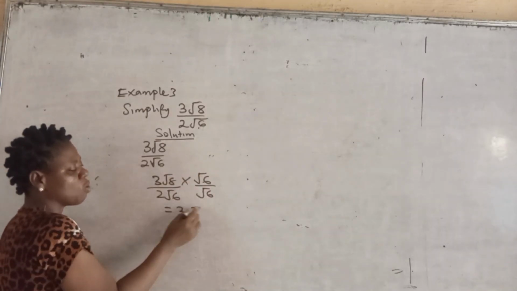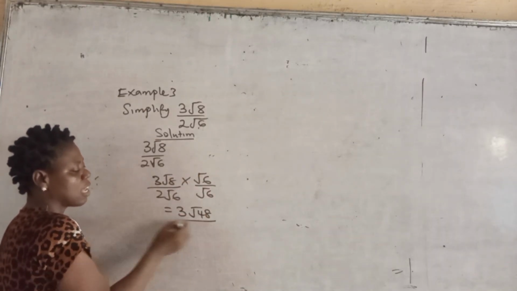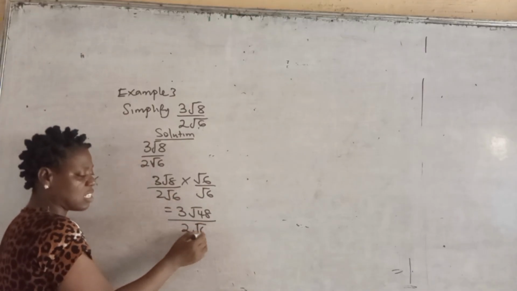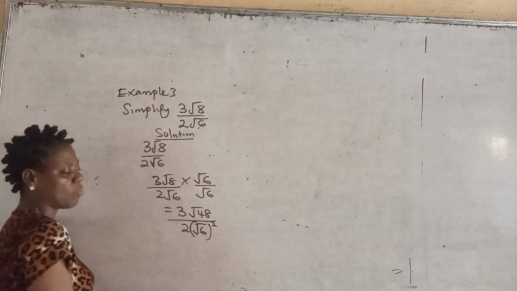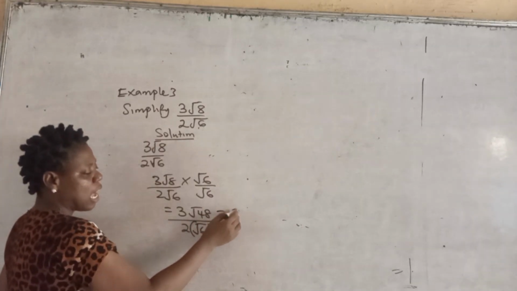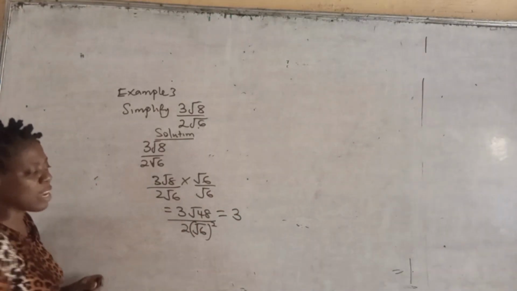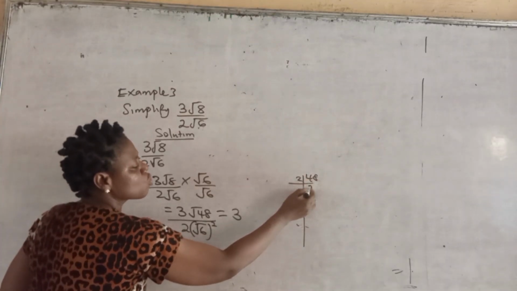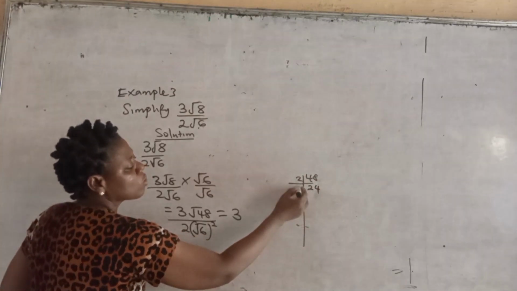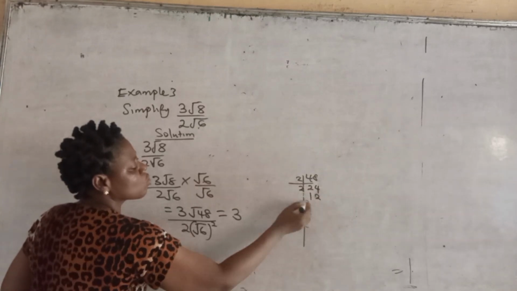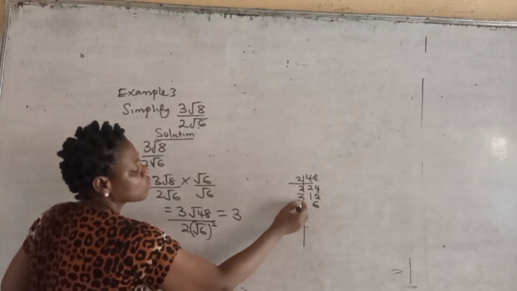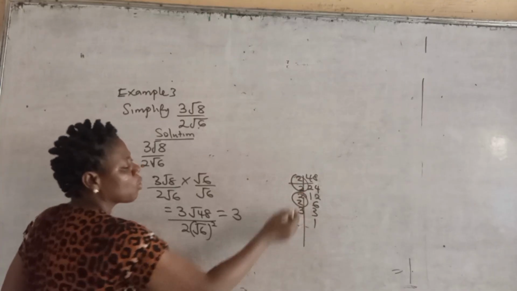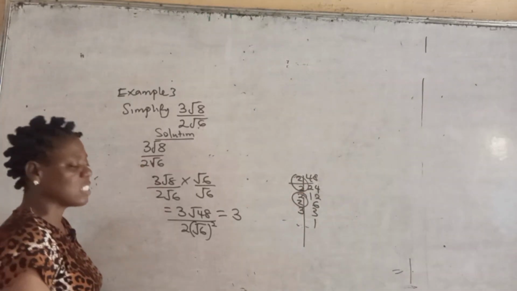8 times 6 will give me what? Root 48. And I have what? 2, 6 times 6 will give me 36. I'm using root 6 squared. And from there, I proceed. I want to remind you again, if you don't know it, say root 48. 2 into 48 is 24, 2 into 24 is 12, 2 into 12 is 6, 2 into 6 is 3, 3 into 3 is 1. How many pairs do you have here? You have 2 pairs. 4 times 4 will give us 16.